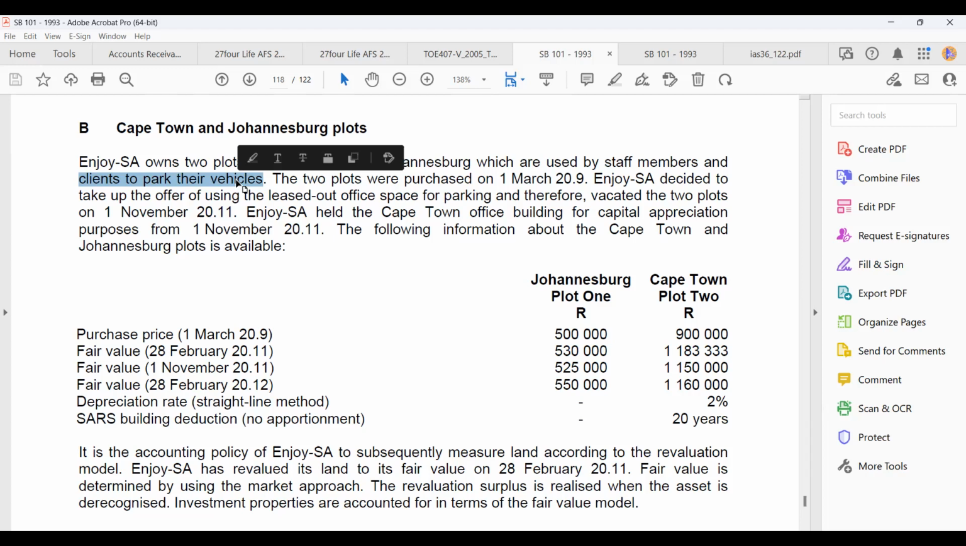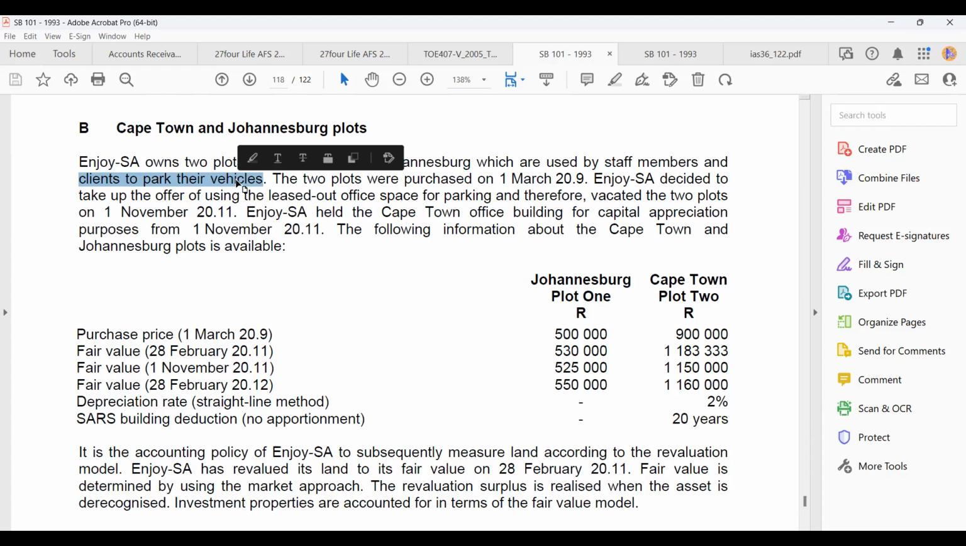The following information about the Cape Town and Johannesburg plots is available. Okay. So the purchase price on 1 March 2009 is 500. Then we have fair value on 28 February, fair value on 1 November, and we again have fair value on 28 February 2012. Okay. Depreciation rate, straight line method, 2%. And SARS building deduction, now apportionment, 20 years.